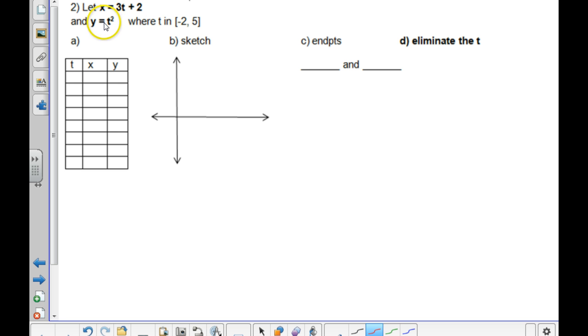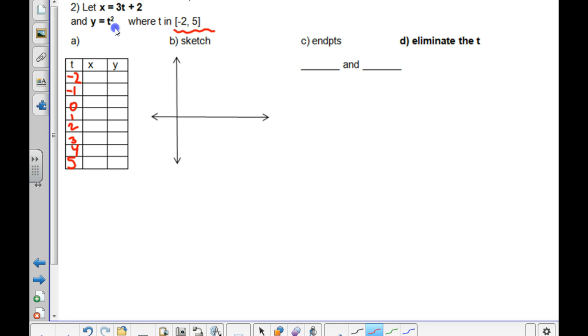All right, let's do this one by hand. What are we going to put in our chart for t? Negative 2 to 5. Isn't that what it says to use for t? Did I leave enough spaces or not? I see a squared in here. Is anybody thinking this might not be a line? I see a squared, maybe a parabola.